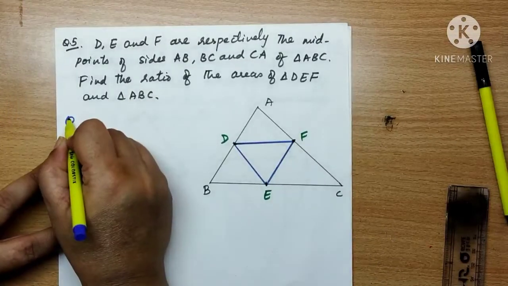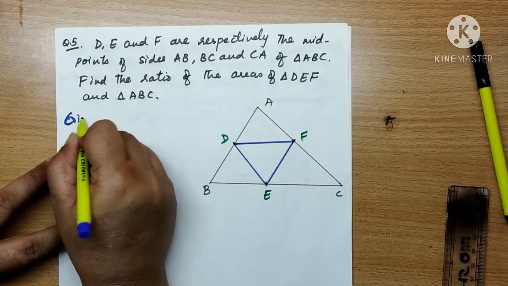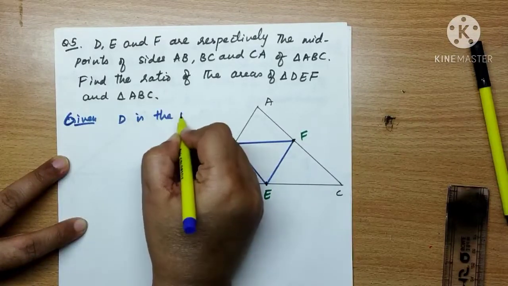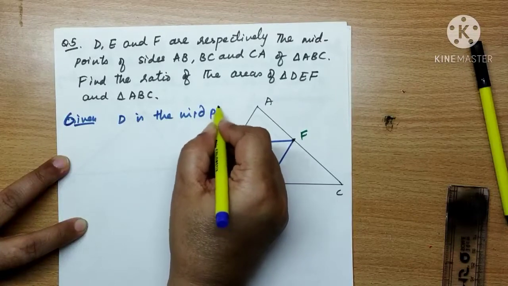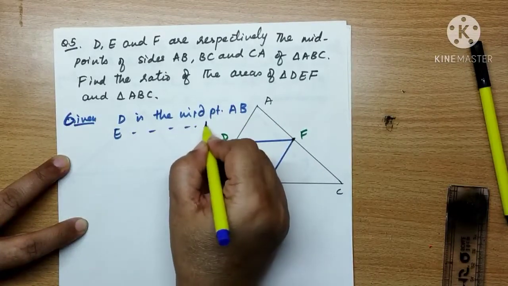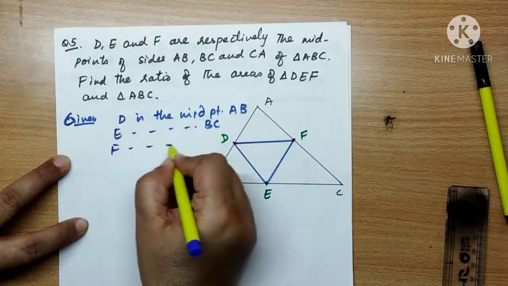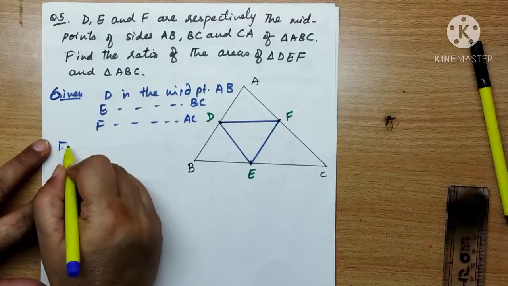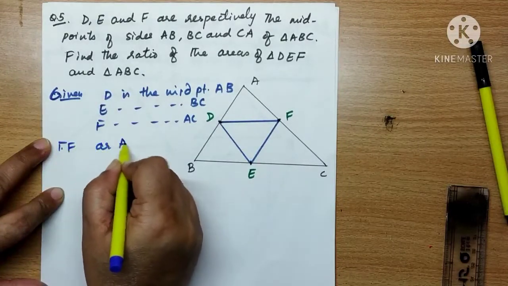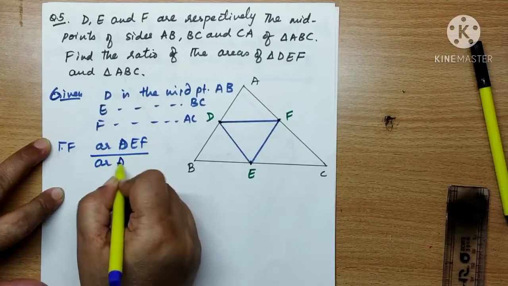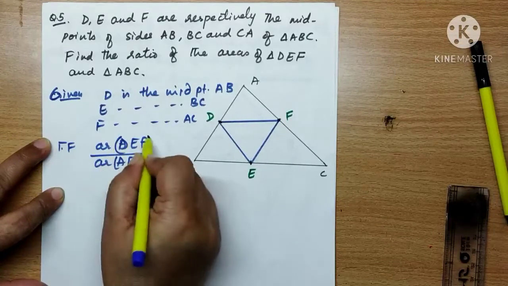Now first of all, write what is given. D is the midpoint of AB, E is the midpoint of BC, and F is the midpoint of AC. This is given. To find: area of DEF by area of ABC. This ratio we need to find out.